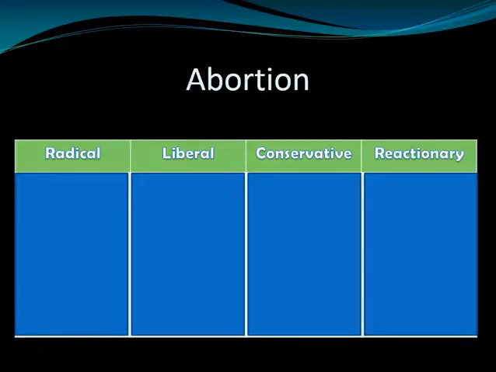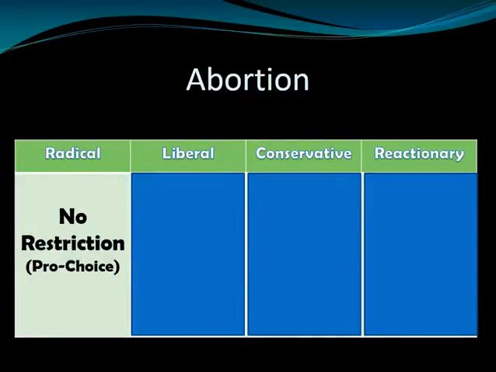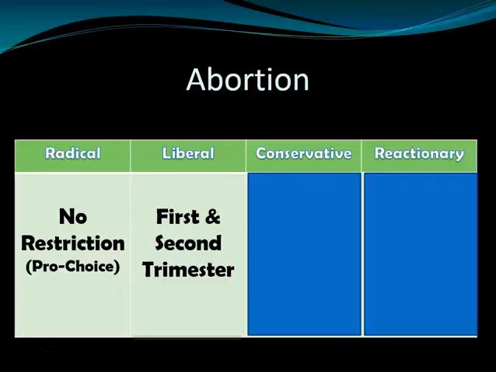And so if we want to look at a couple of those issues, we looked at the idea of abortion. A radical, and again, these are the true definitions, not necessarily what you see on TV, would be somebody who is pro-choice, somebody who believes that there should be no restrictions on having an abortion. A liberal would believe that there should be a little bit of restriction, so maybe the third trimester is too much, but abortion should be legal in the first or second trimester.